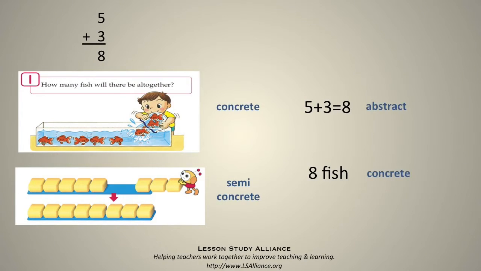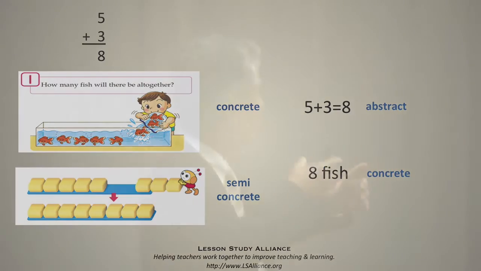Concrete, semi-concrete, abstract, and then bring back to concrete. So this is kind of a modeling process. Start from concrete and then model with manipulatives, and then model with a mathematical expression, and then do the operation, and once you get 8, bring it back to the original situation. Bring it back to concrete.